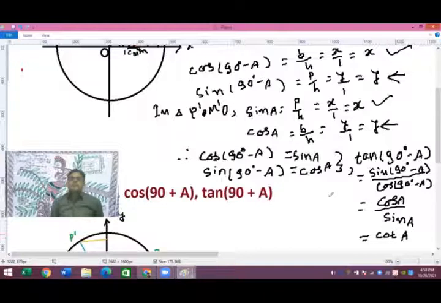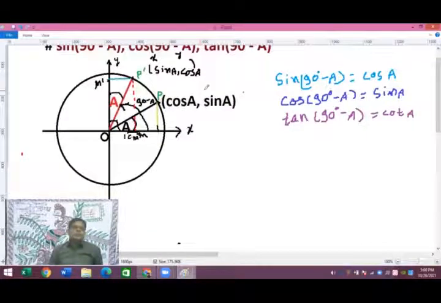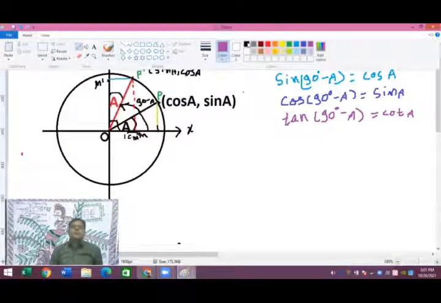Okay, so note that cos 90 degree minus A is sine A, sine 90 degrees minus A is cos A, and tan 90 degrees minus A is cot A. We saw that in the first quadrant here, sine 90 degrees minus A equals to cos A, cos 90 degrees minus A equals to sine A, and tan 90 degrees minus A equals to cot A. And similarly you can check for their reciprocals also.